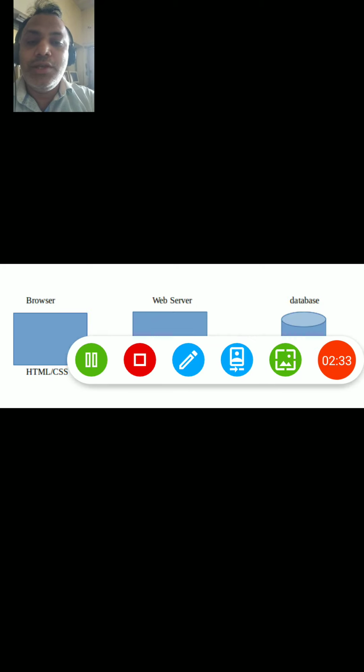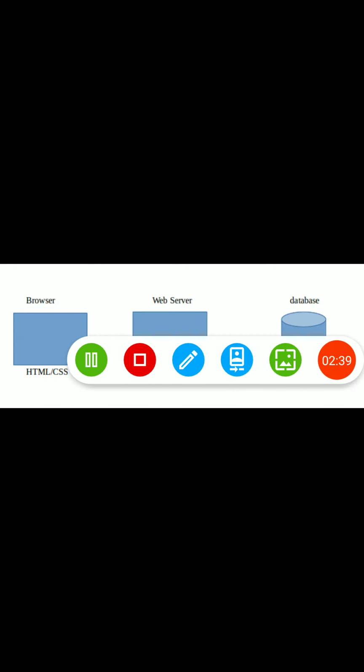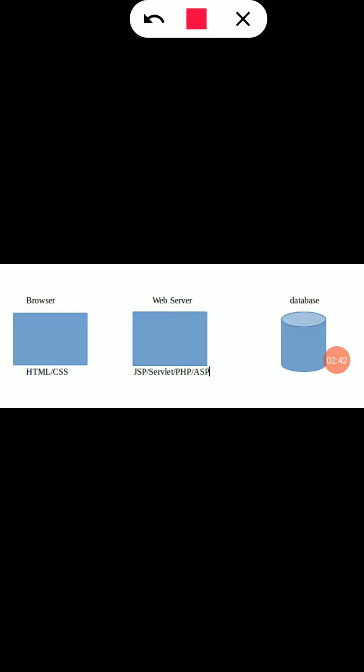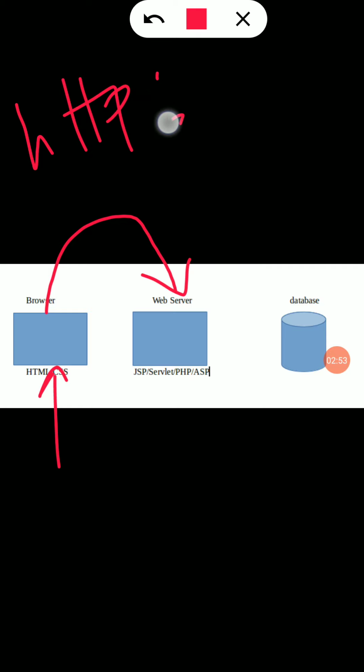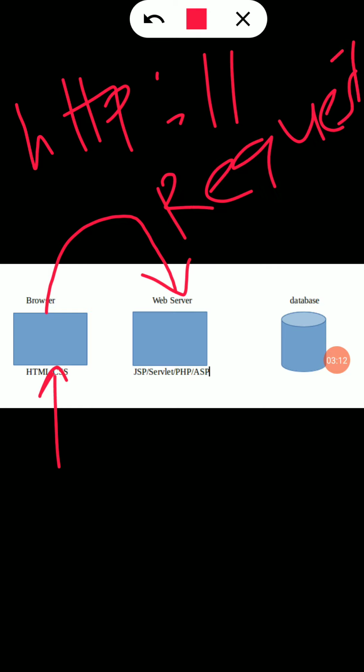Okay, so before that we keep the camera off here and take the pen. Basically what happens is that the client, which is your browser, sends the request to the web server in the form of a URL on your browser, http colon double slash www dot yourcollegewebsite.com. That request we call an HTTP request. You all know very well.